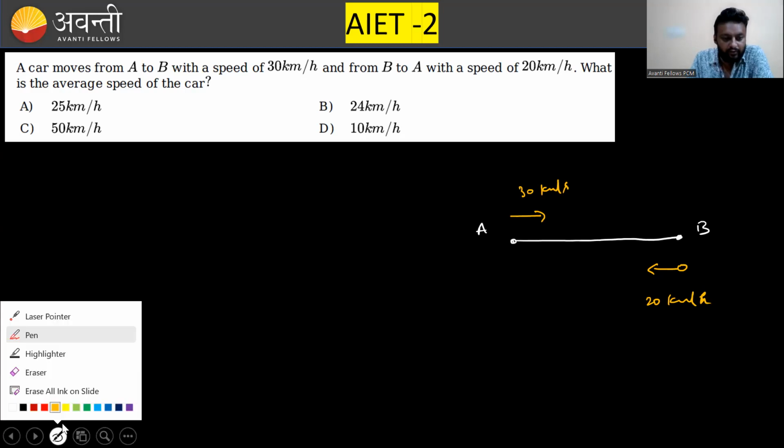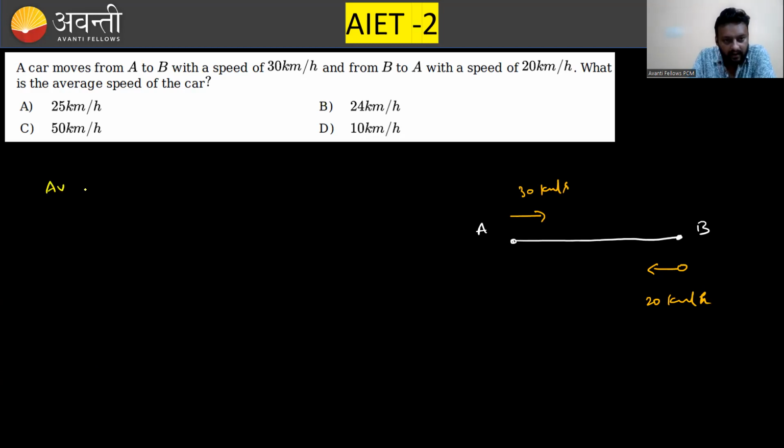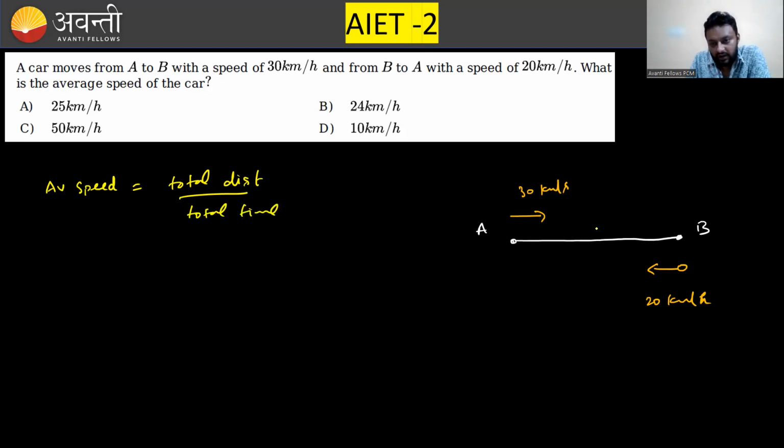Now, what is the average speed of the car? So what is average speed? Average speed is equal to total distance over total time. Let's suppose the distance between A and B is x. So the total distance that it will travel will become 2x. No problem with that. Now, total time is what? Let's suppose it has taken time t1 from A to B and t2 from B to A, because it will take different time as the speed is different.